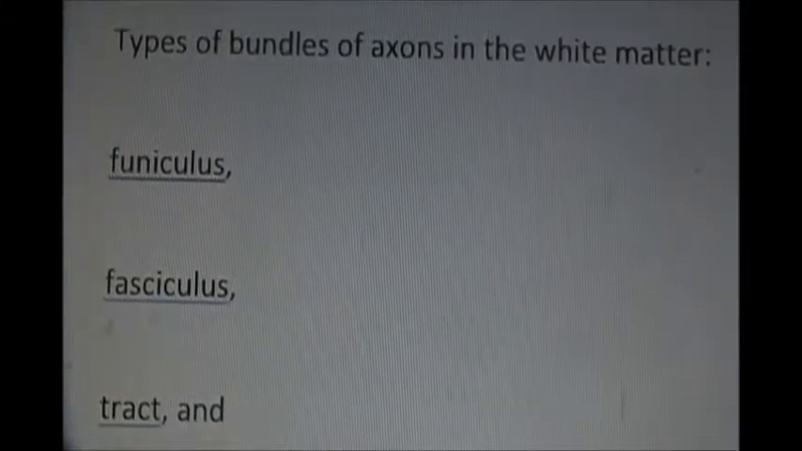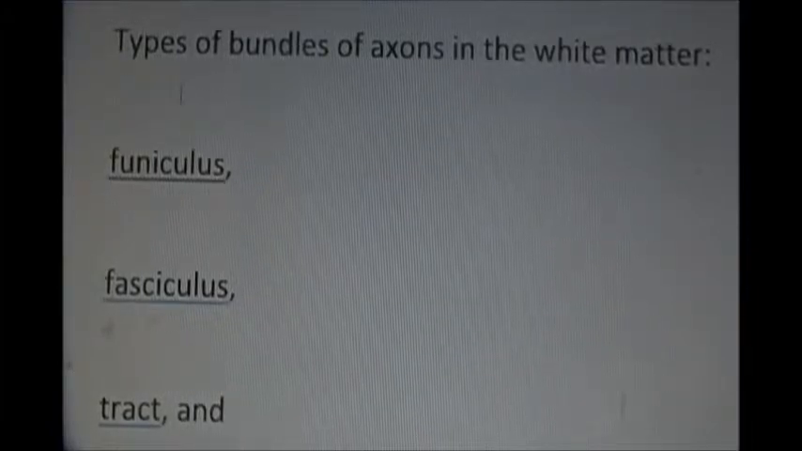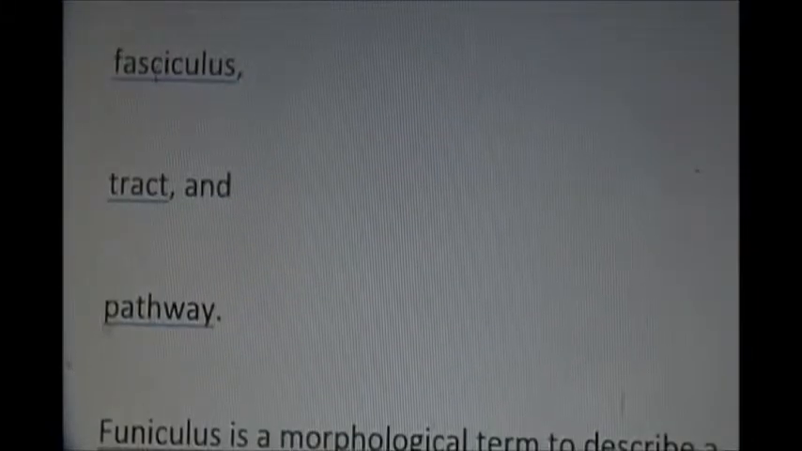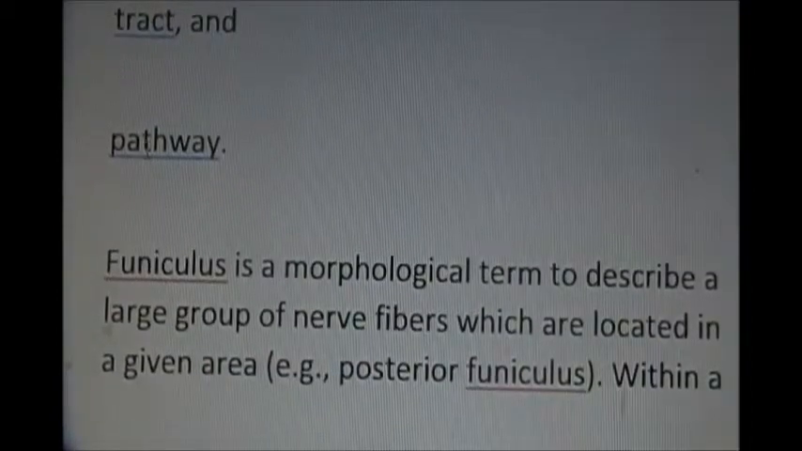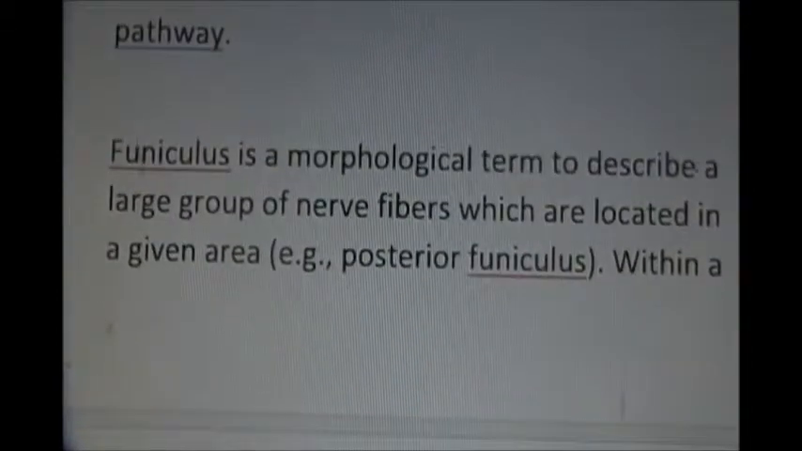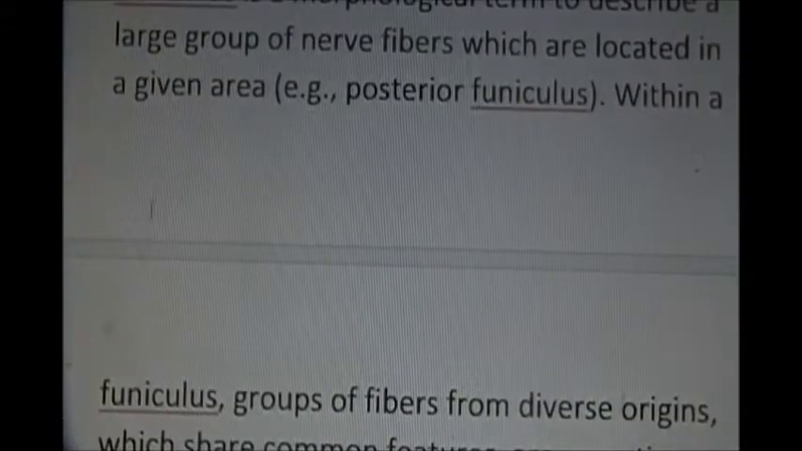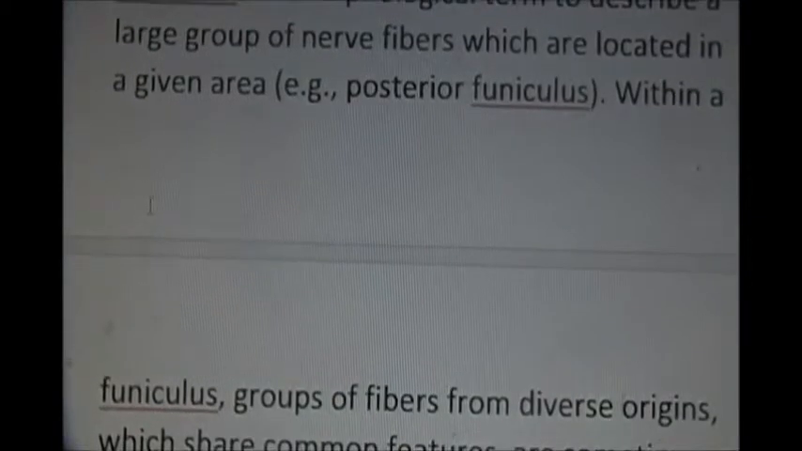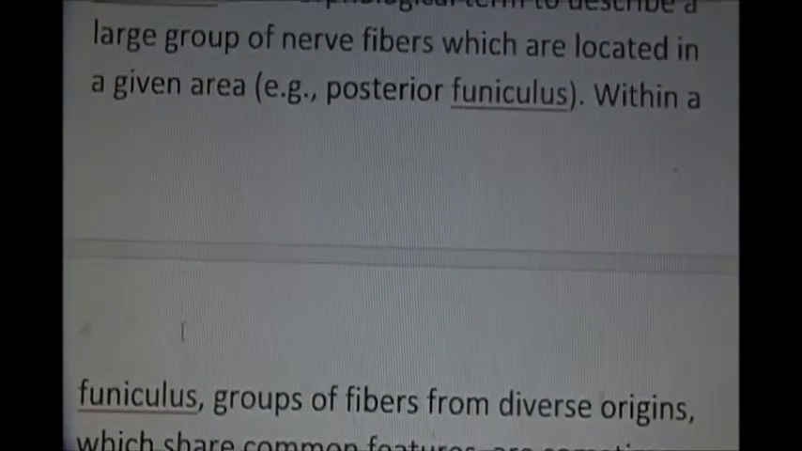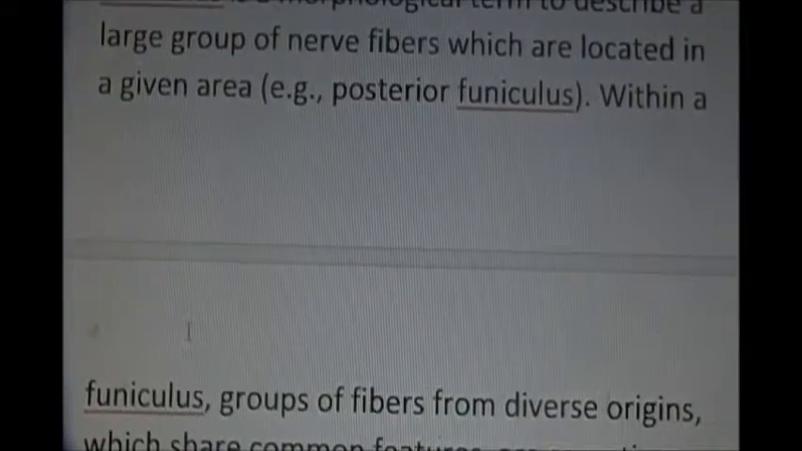The types of bundles of axons in the white matter. They are funiculus, fasciculus, tract and pathway. So what is a funiculus? Funiculus is a morphological term to describe a large group of nerve fibers which are located in a given area, like posterior funiculus.